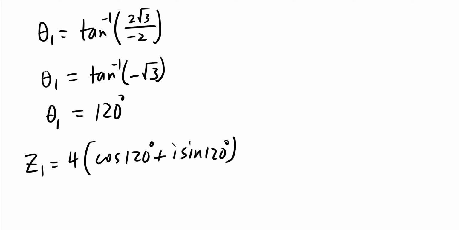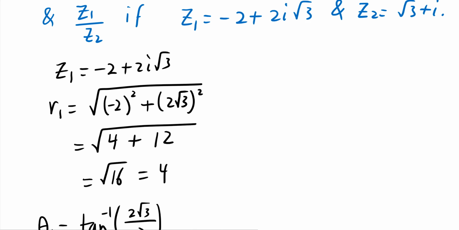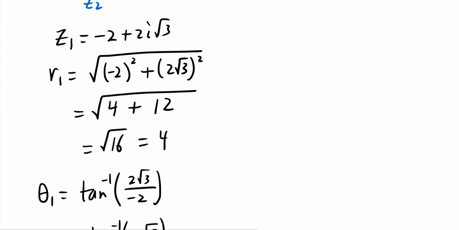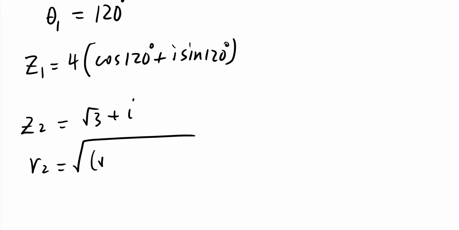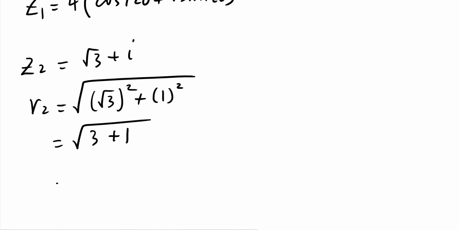So I was able to write z1 in trigonometric form. I'm going to take z2, which is the square root of 3 plus i. We find r2, which is the square root of 3 squared plus 1 squared. 3 plus 1 is 4, so that's 2. That's r2.